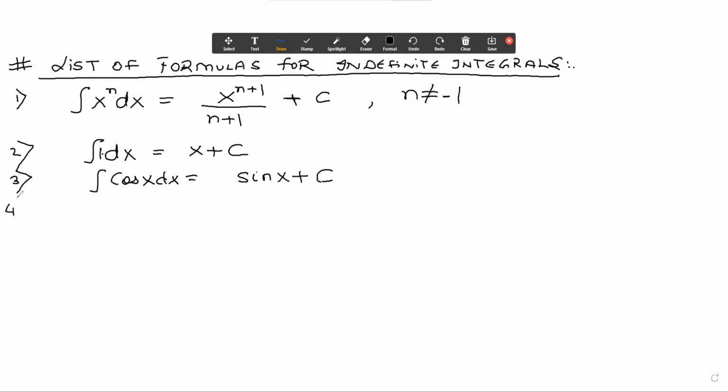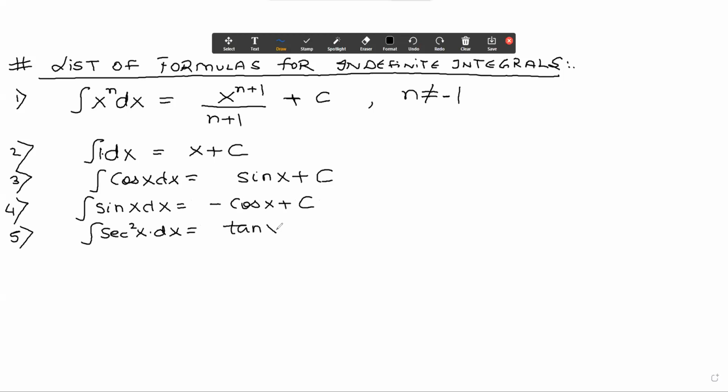Fourth formula, integral of sin x dx is minus cos x plus c. Fifth formula, integral of sec square x dx is tan x plus c. Integral cosec square x dx is minus cot x plus c.